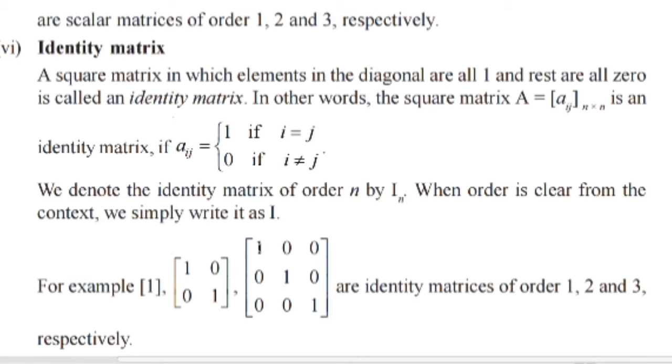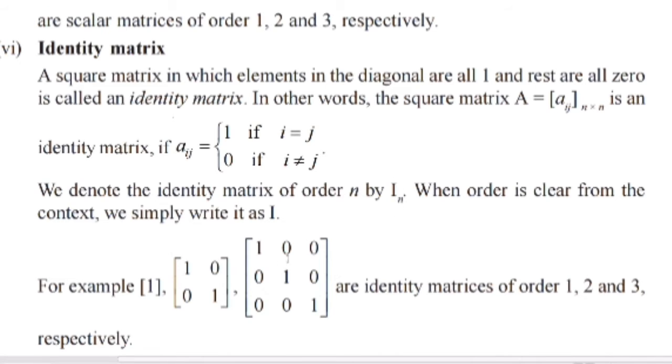Then it is a scalar matrix because all the diagonal elements are equal. One more special property is the diagonal elements are 1. If they are all equal to 1, then we say it is an identity matrix. So this is an identity matrix of order 3. We write it as I3, capital I with the suffix 3. This, 1 0 0 1, is the identity matrix of order 2. So we write it as I2, capital I and 2.